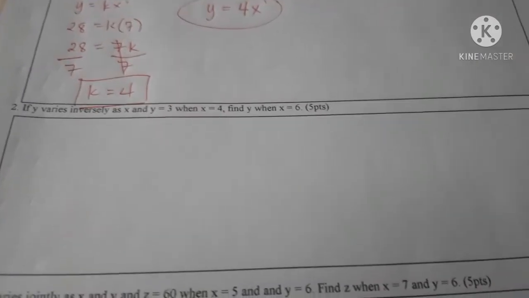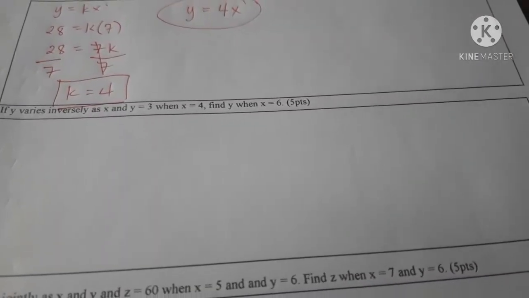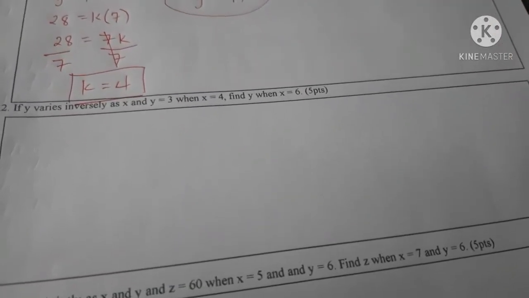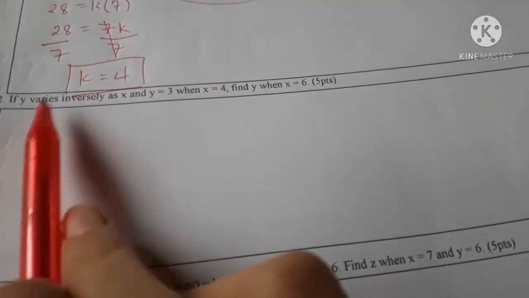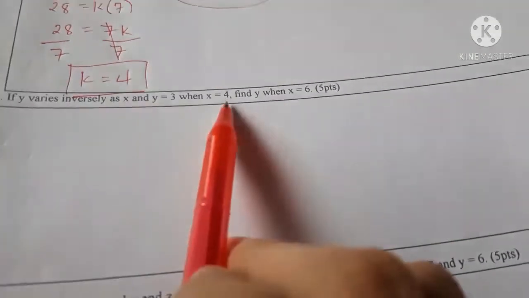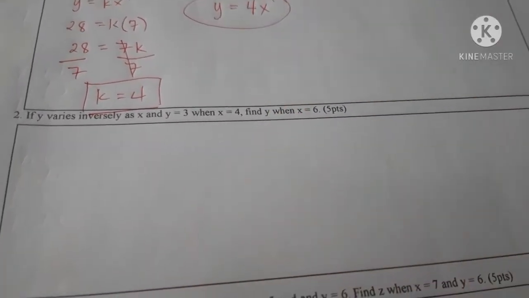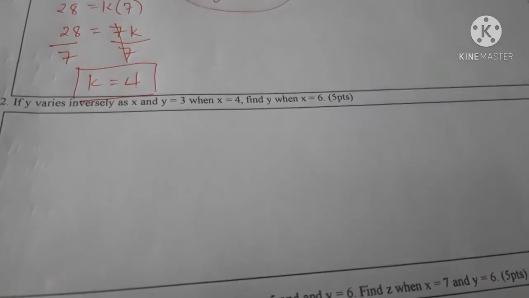For number 2, you're going to write liwat the verbal phrase into mathematical sentence. If y varies inversely as x and y is equal to 3 when x is equal to 4, find y when x is equal to 6. So, kadwa ni siya solve.